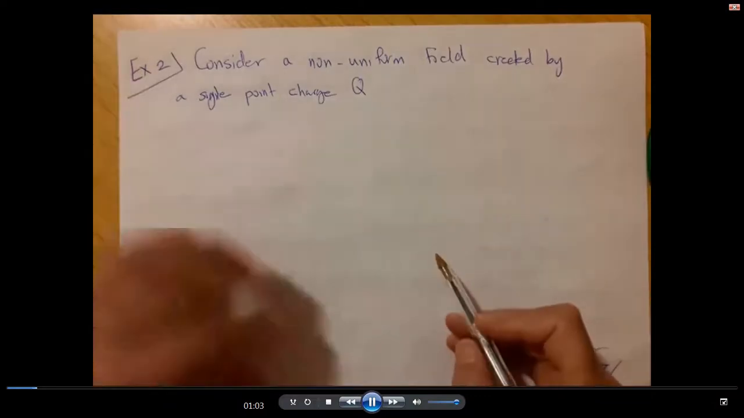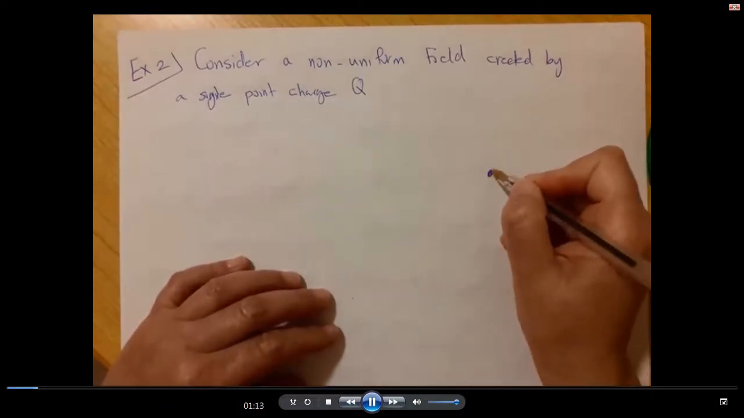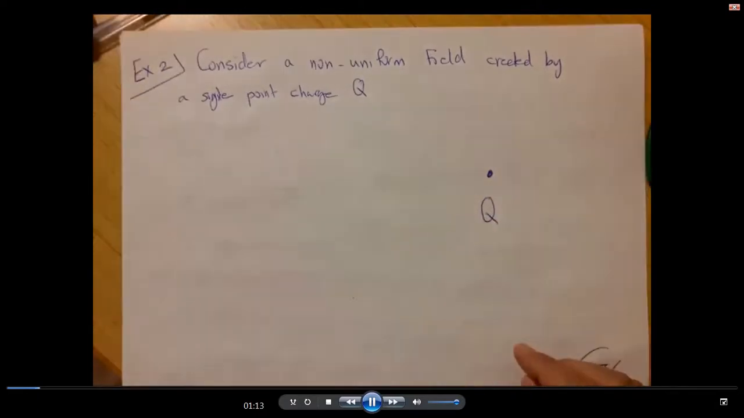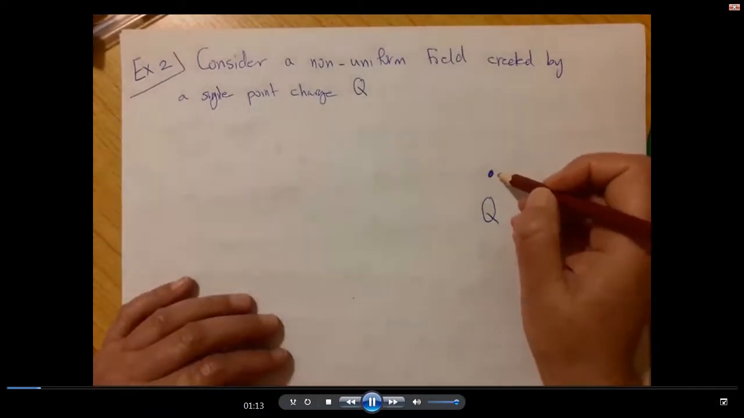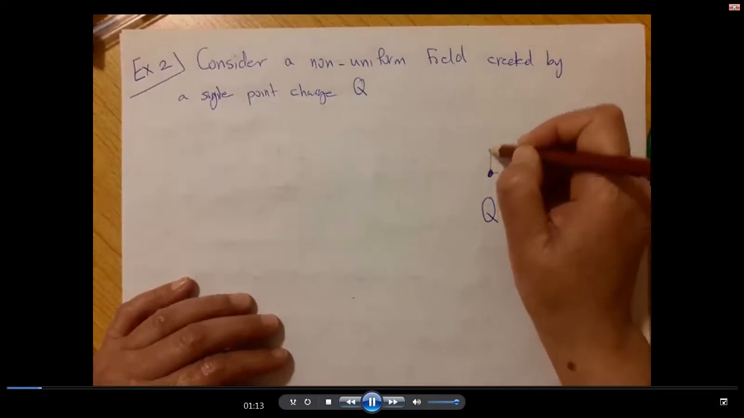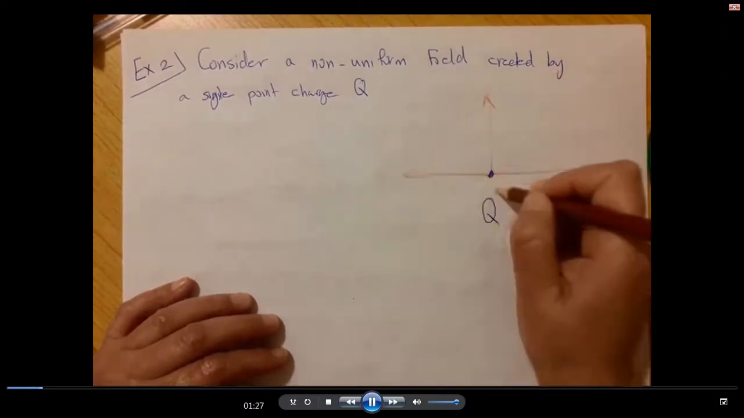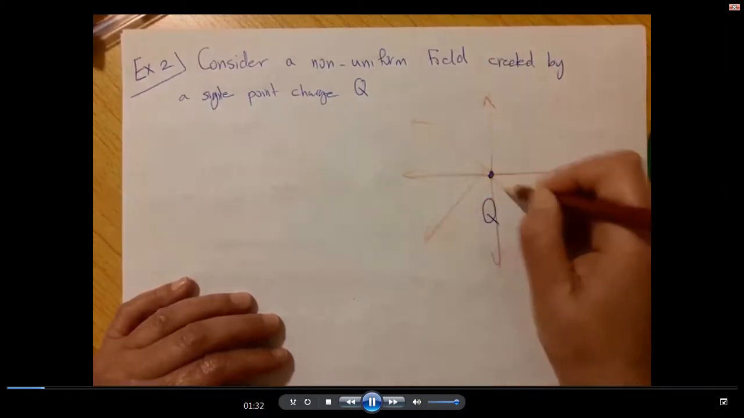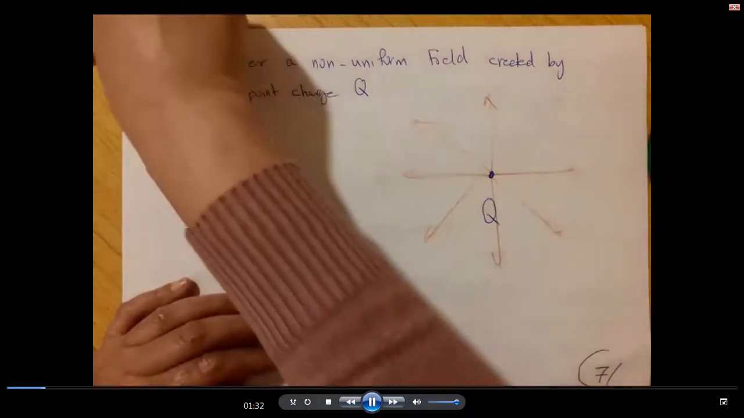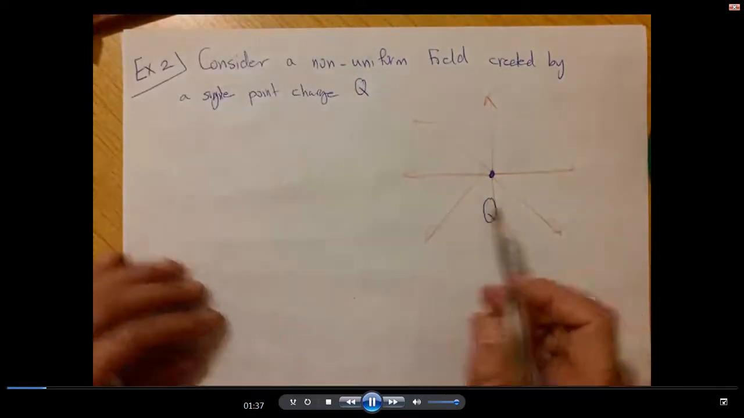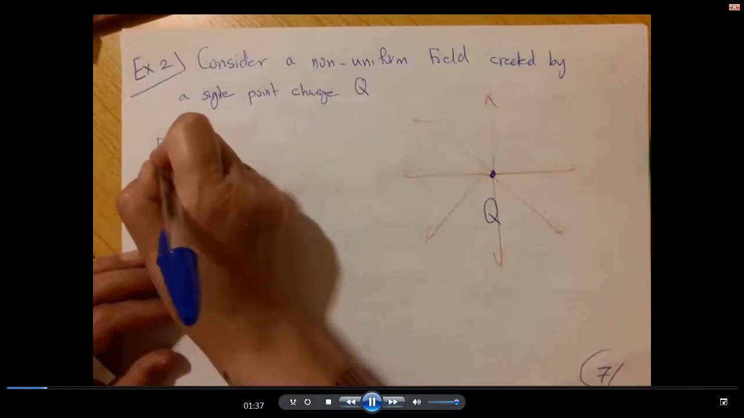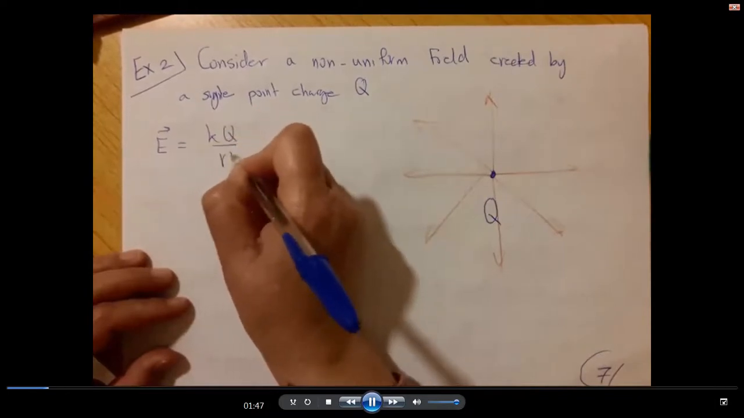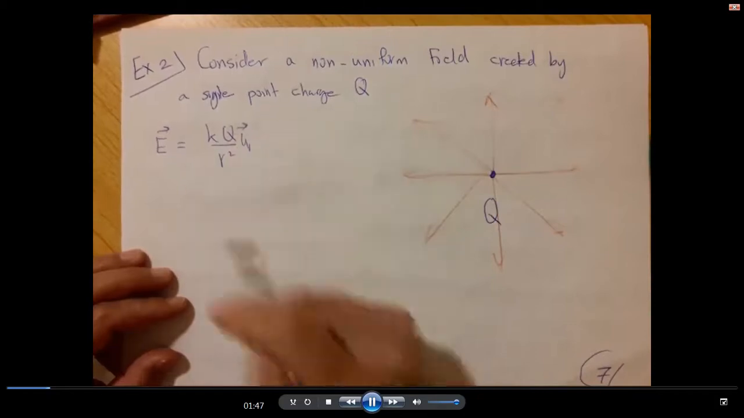You can notice, guys, here we have Q, and this Q is going to create an electric field that is radially outward. I'm going to plot only a few of these field lines so we don't clutter the picture. Radial lines outward. And the electric field is given by E equals KQ over R squared, unit vector UR.